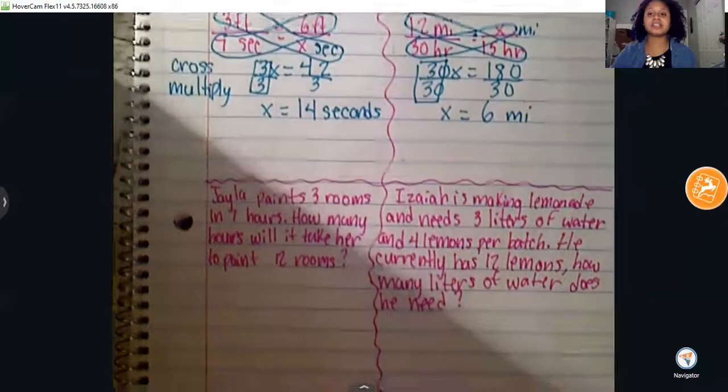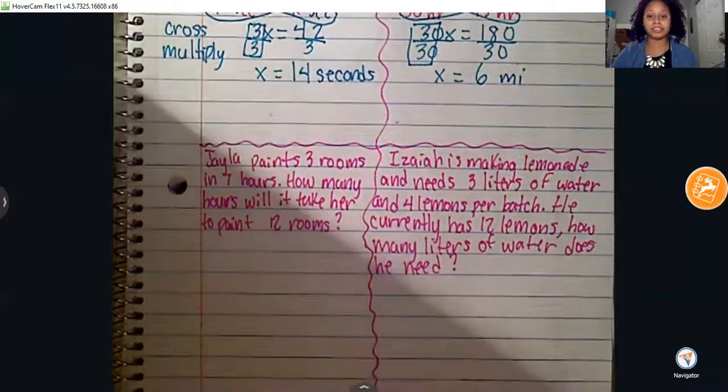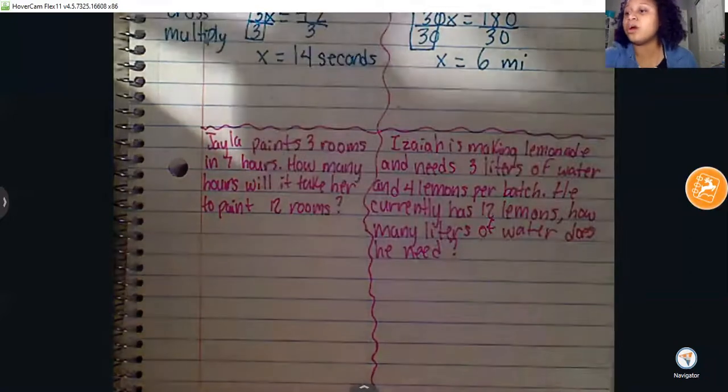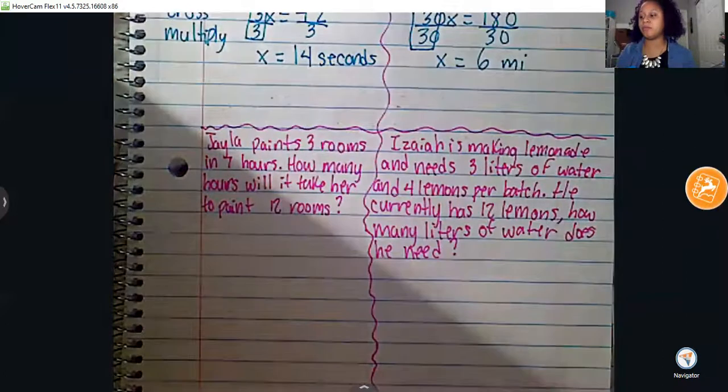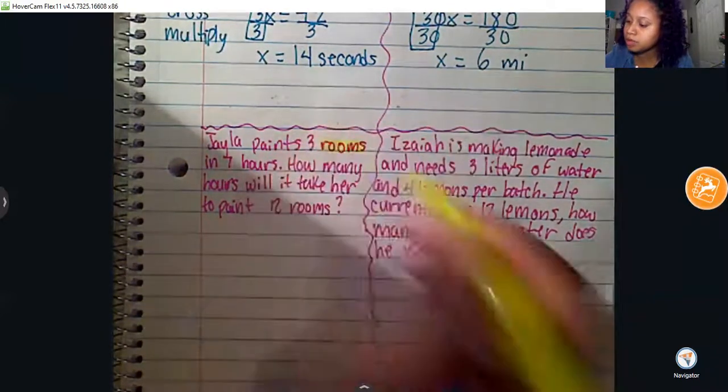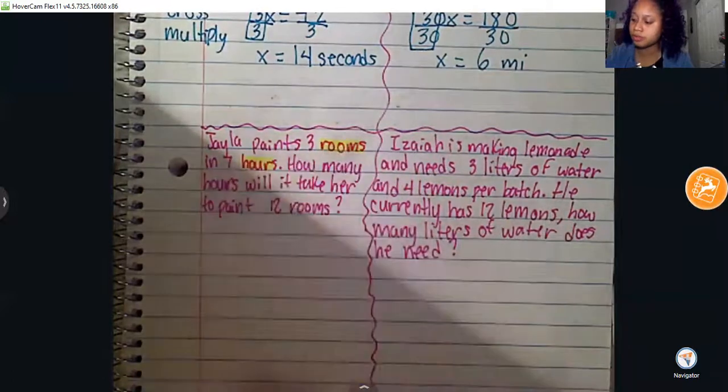Now we need the process of how we set up a proportion when the setup is not done for you. If we look at the situation, Jayla paints 3 rooms in 7 hours. How many hours will it take her to paint 12 rooms? First you need to think, what are our 2 units in this problem? What are the 2 things that we're focusing on? That's the first step. We're thinking about rooms and hours.